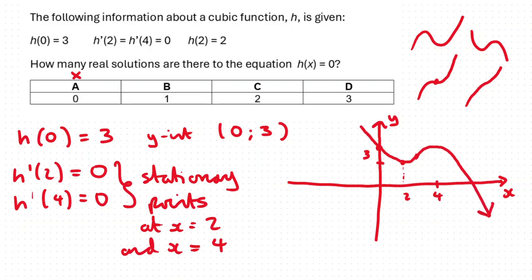We know it's a cubic graph, so that's given. These are the features of a cubic graph. And we can see from this graph and from the information given that it's going to hit the x-axis only once. And therefore, how many solutions are there to the equation h of x equals 0? There's only one.